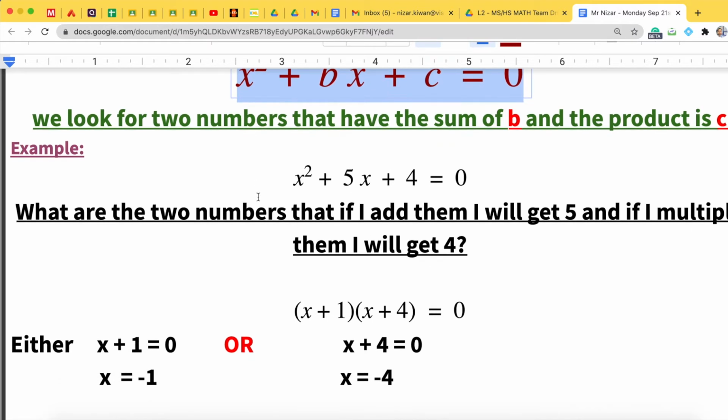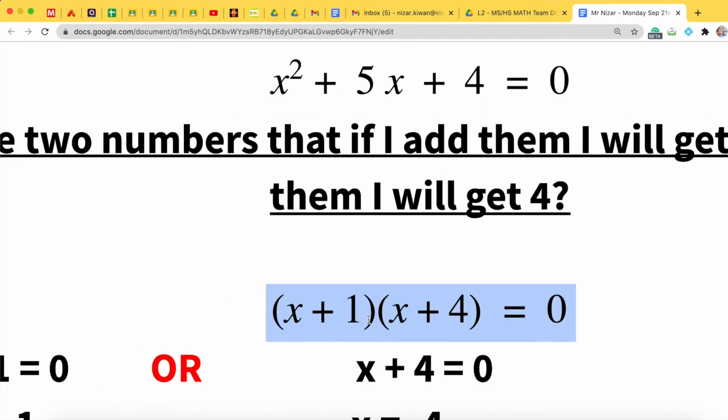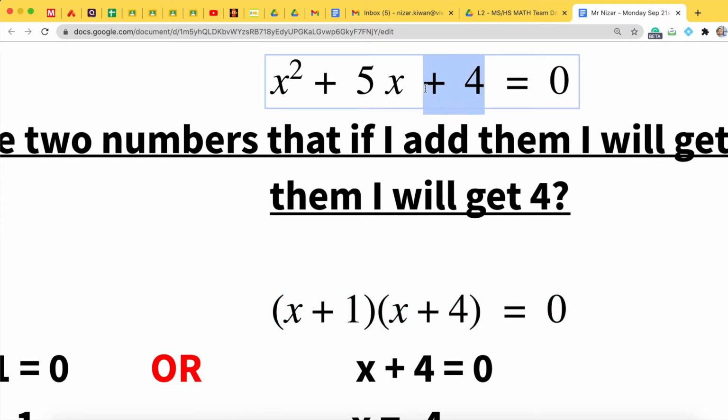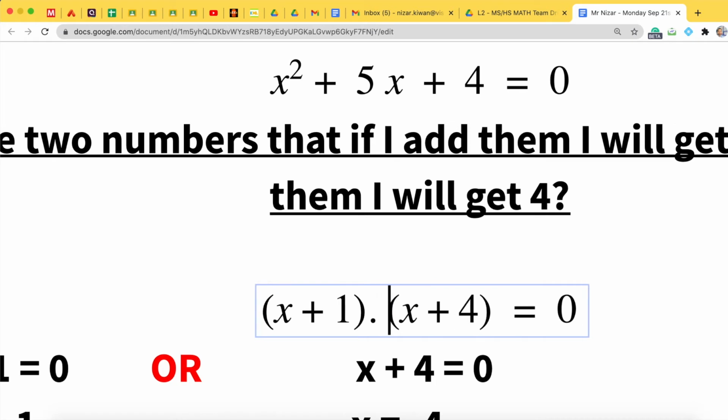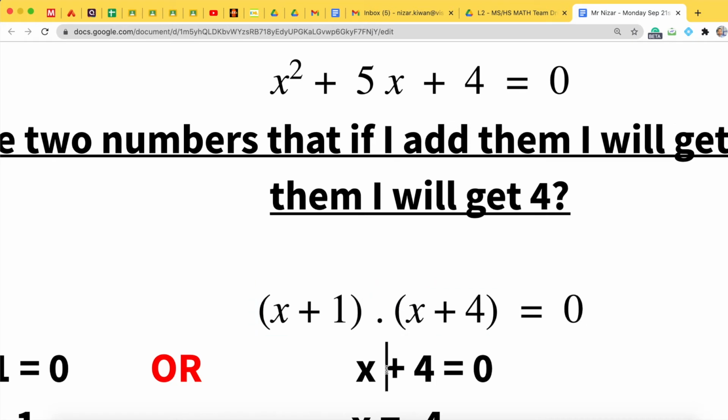To factor this quadratic equation, you just need to write it like that. Two brackets, x here and x there, and the numbers that you find, I don't mean 5 and 4. The numbers that have the product of 4 and the sum of 5 are 1 and 4. So you will put them here, 1 here and 4 here. Now you have two brackets multiplied by each other and the answer is 0. That means one of them is 0. But which one? What about the first one? What if the second one is 0?